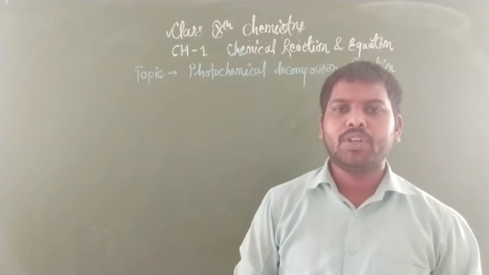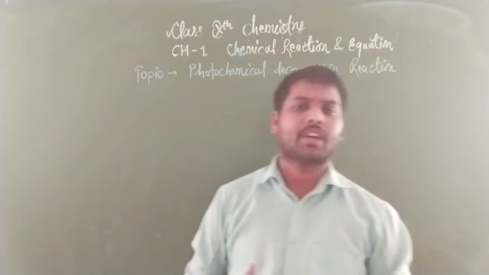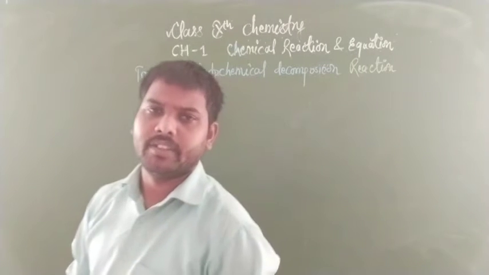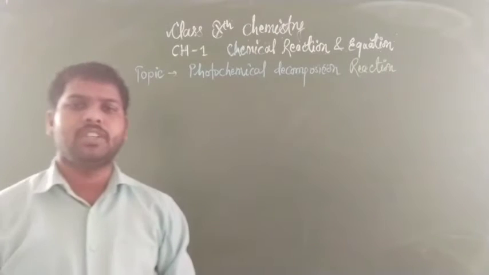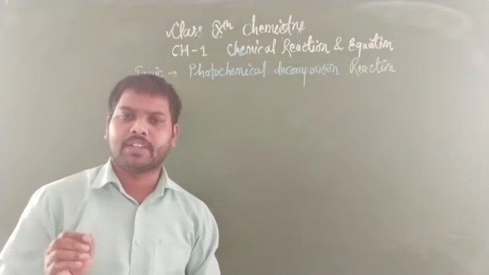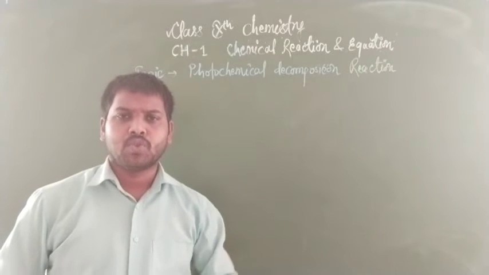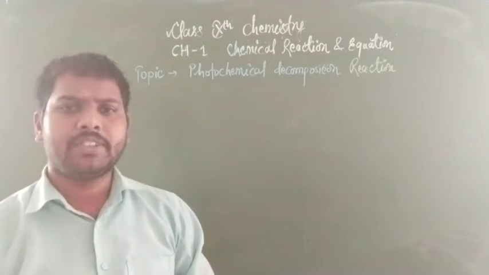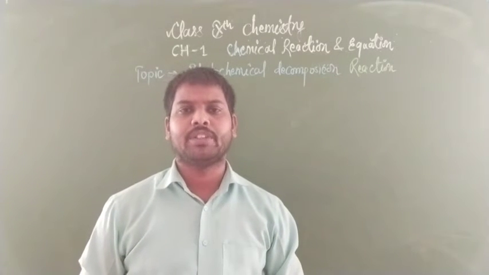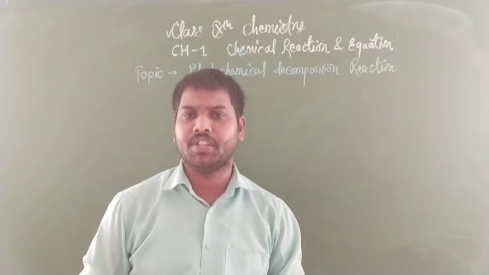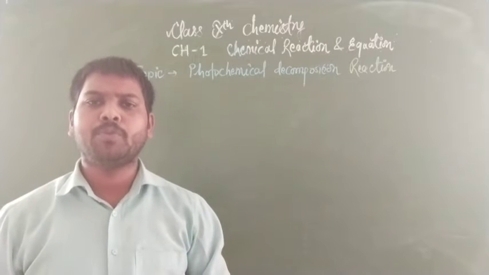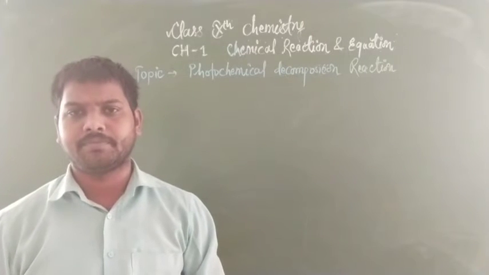Students, I have told you that in order to break the compound into two or more parts, we need to provide some source of energy in the form of heat, in the form of light, and in the form of electric current also. So when the compound breaks with the help of heat, this one is called thermal decomposition reaction, which I have explained in the previous video. So now today we will see how the compound breaks with the help of light.